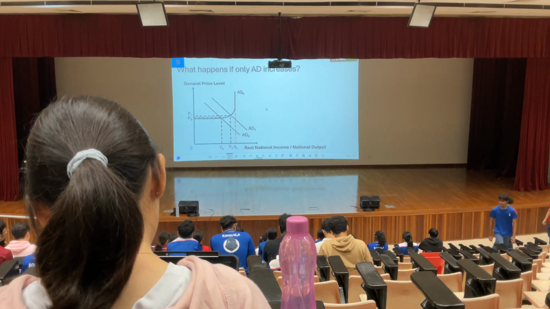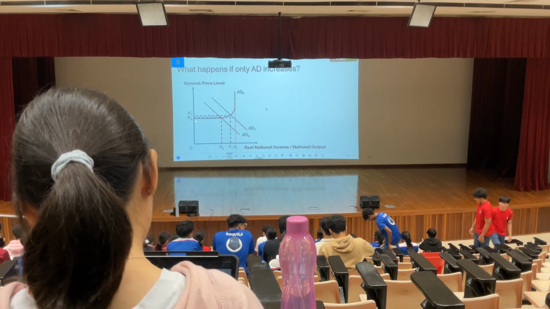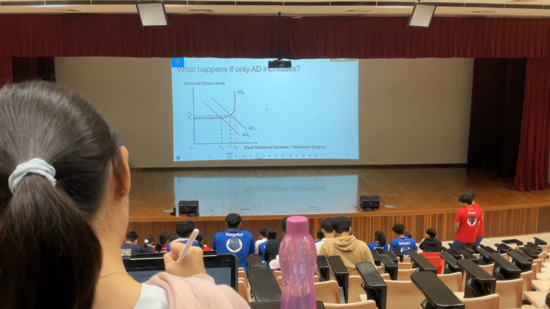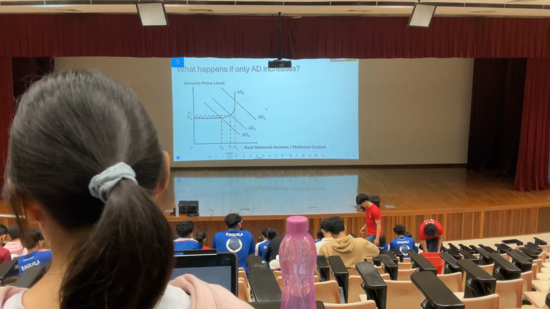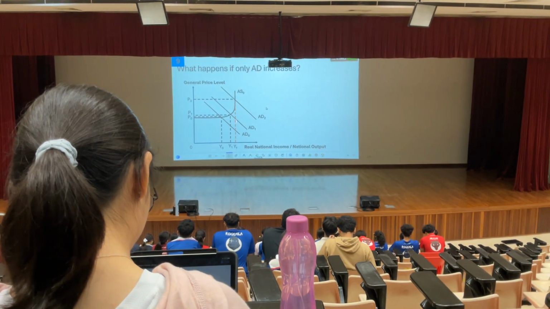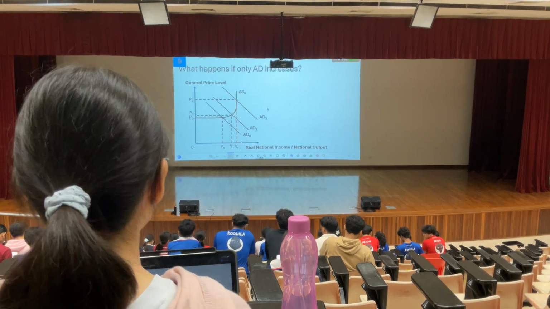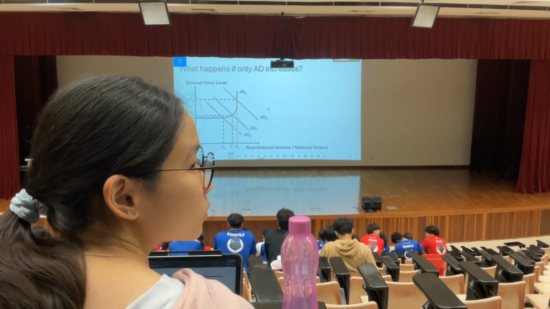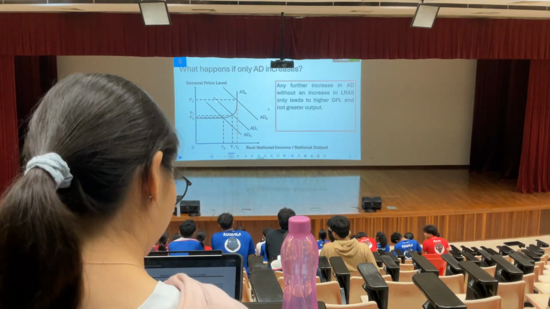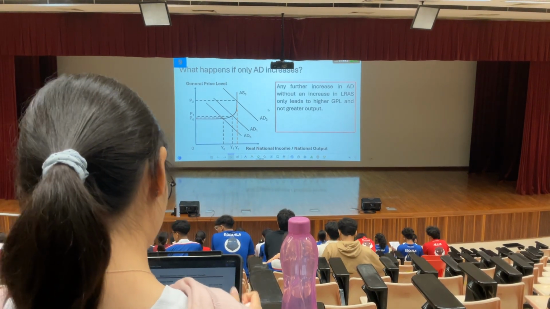to AD1. You will see an increase in general price level from P0 to P1. What happens if your AD continues to increase and only your AD increases? As AD keeps on increasing, you realize that as it approaches the full employment level of output at YF, that's the maximum output that can be produced in the economy. All your resources are already fully utilized, and what you observe is that there is only an increase in general price level. You don't see any further increase in output.